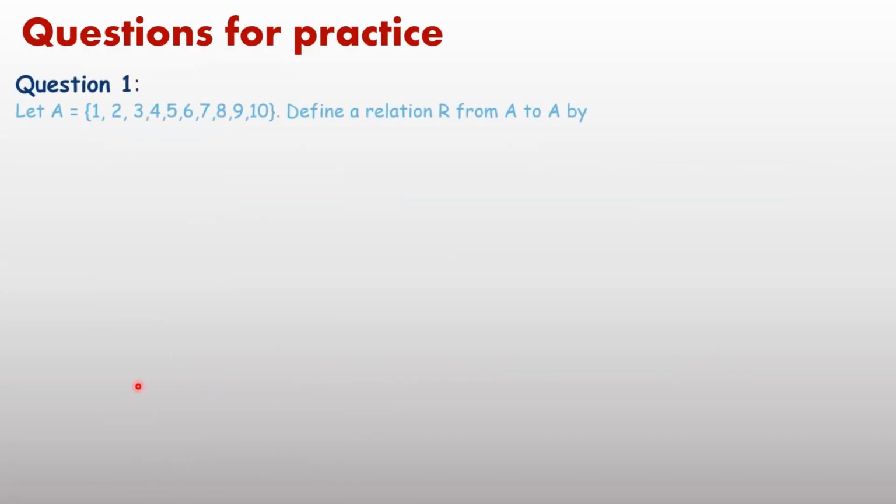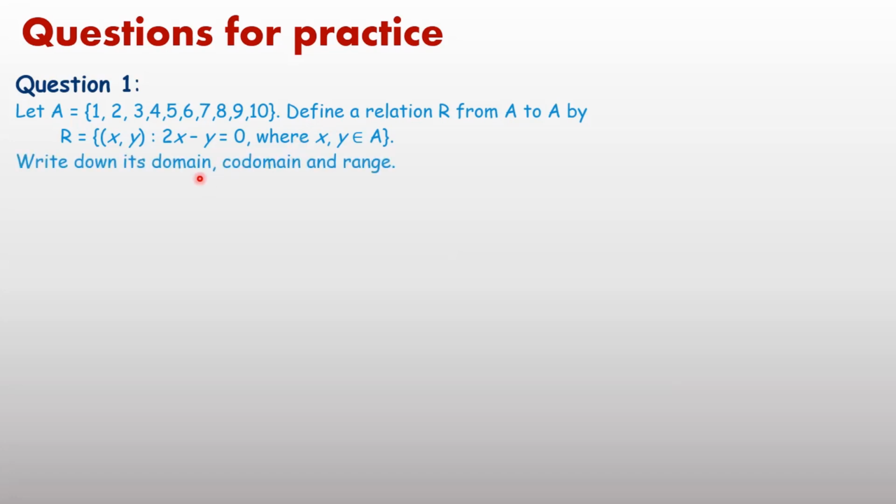Now, some questions for practice. Set A is given, containing the first 10 natural numbers. You have to define a relation R from A to A, means the collection of all ordered pairs (x, y) such that 2x minus y equal to 0, x, y belongs to A. To define a relation means you have to write this relation in roster form. And also you have to write the domain, codomain and range of this relation.